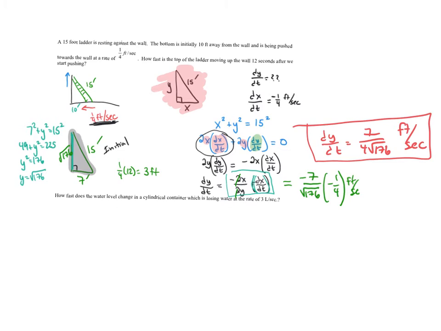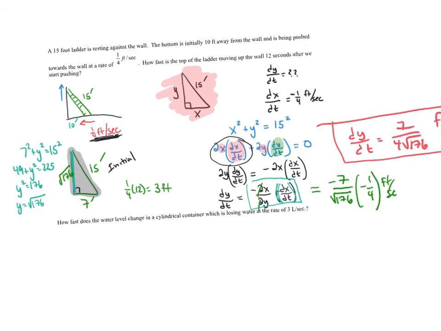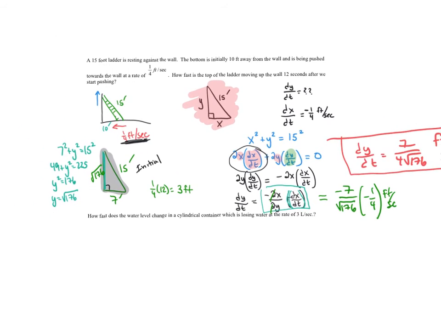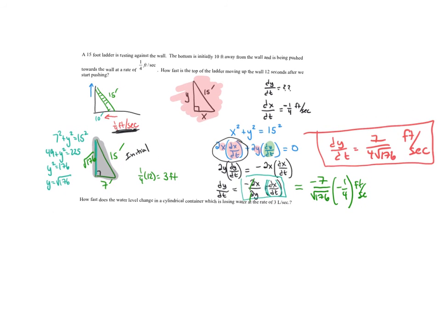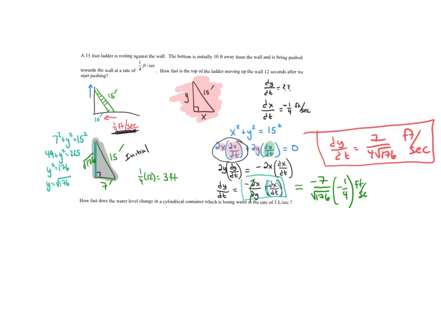So again, not a very big one because the bottom is only changing at 1/4 feet per second, so not very fast. It makes sense that this top one does not move very fast either. But there's a lot going on in these problems, right? We had to make an initial equation, we had to take the derivative, then we had to find all the values that go in there except for the one rate we want, because we're always trying to find one of those rates.